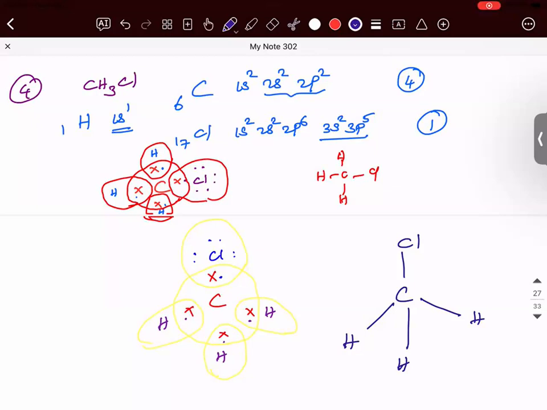1s1, 2s2, 2p2, 3s2, 3p5. So this is how you have to write the covalent bonding. Covalent bonding is sharing of electron between the atoms, mutual sharing. So this gives one electron, this gives another electron. Dot is the hydrogen electron, X is the carbon electron, and that blue dot is the chlorine electron. So it will form a covalent bond.